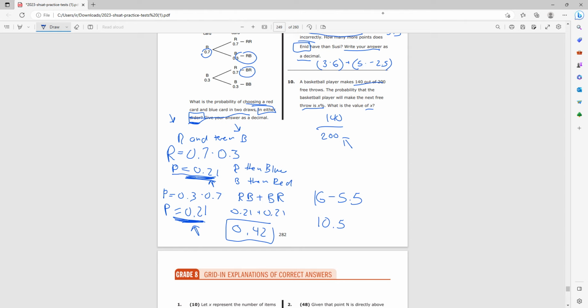So let's just turn this into a decimal. That's all it's asking us to do. If we divide 140 by 200, add 0. How much is 200 going to 1400? 7 times. So 0.7 is the probability, and that's equal to 70%. So our answer is 70.